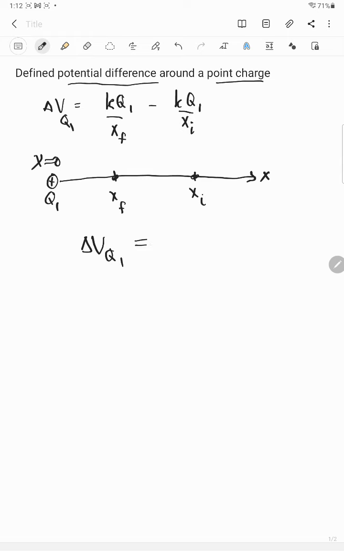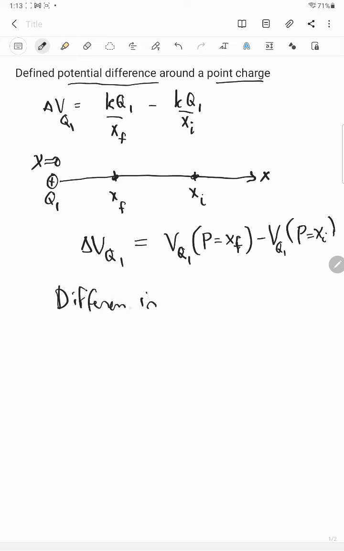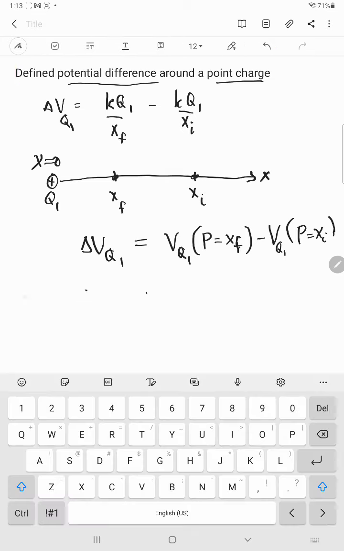And in particular, this was the difference between the potential of Q1's electric field at a position, say, equal to x final, minus the potential due to the same electric field, due to the same charge, at a different position, x initial. So it's the difference in potential between two places. So let me write this. Actually, I'm going to type it.